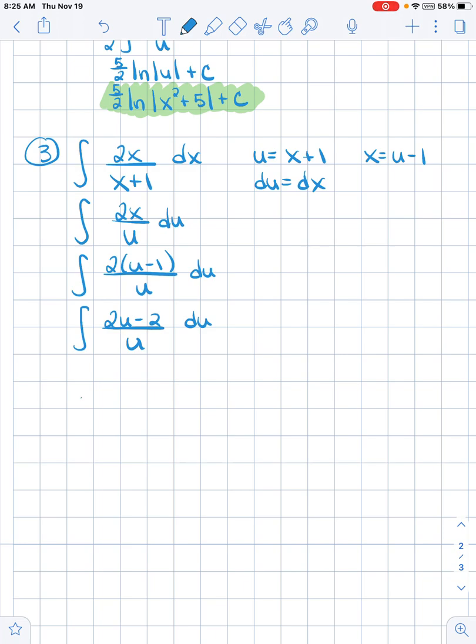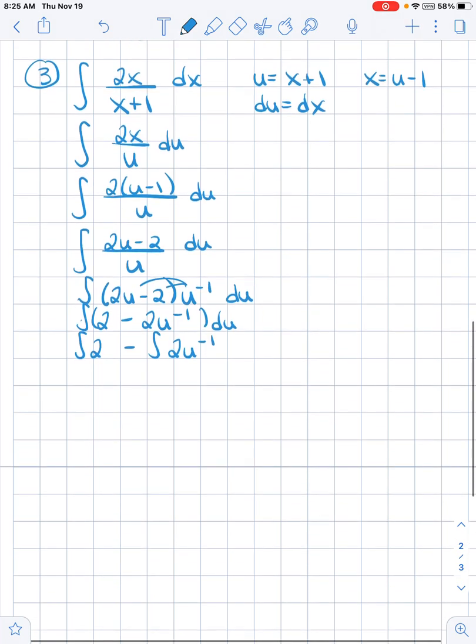U is the denominator, so I can bring that up because that's just one single term. Now I can write that as u to the negative 1 because it's just one single term. It's not x plus 1 or some binomial. Now I can distribute the u to the negative 1 in here, and I end up with 2, just 2, because u to the first times u to the negative first is u to the 0, and then 2 times u to the negative 1. Okay. Now if I find the antiderivative, I'm really thinking about these as two separate problems.